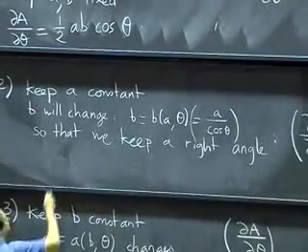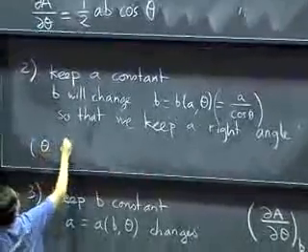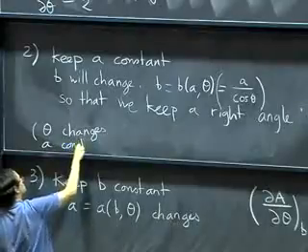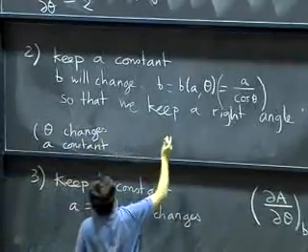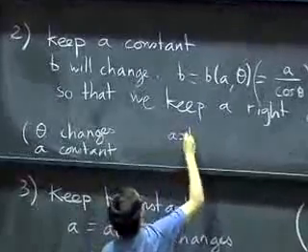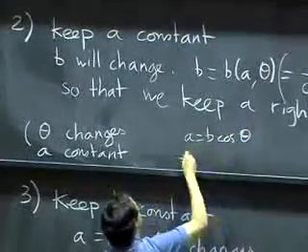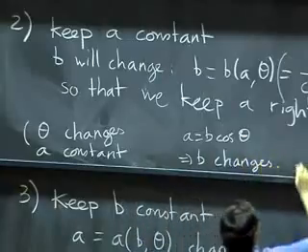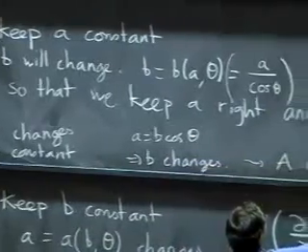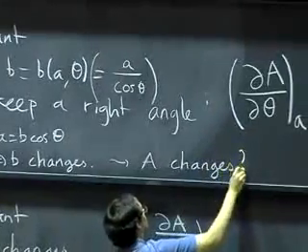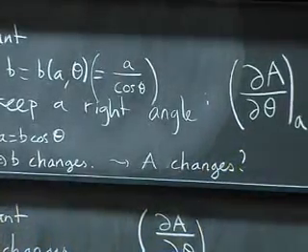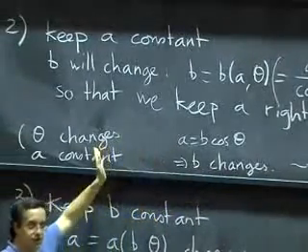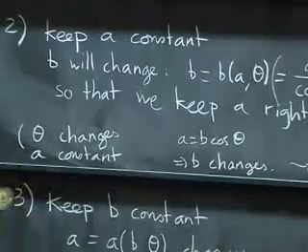Okay, so maybe I should re-explain that again. So theta changes. A is constant. But we have the constraint A equals B cosine theta. That means that B changes. And then the question is, how does A change? Well, it will change in part because theta changes and in part because B changes. But we want to know how it depends on theta in this situation.